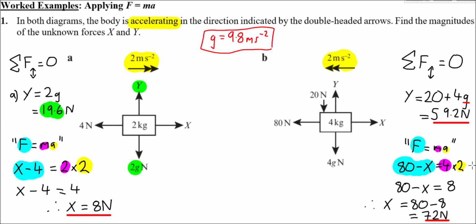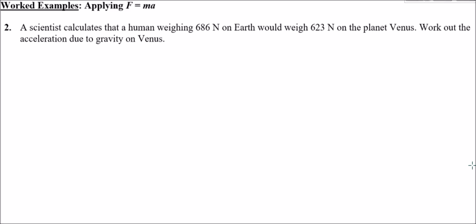So let's now have a look at the next one, question 2. A scientist calculates that a human being weighing 868 newtons on Earth would weigh 623 newtons on the planet Venus. So we need to use this information to work out the acceleration due to gravity on Venus.